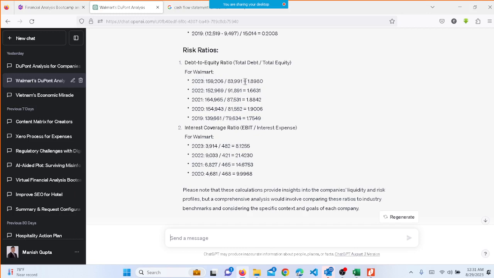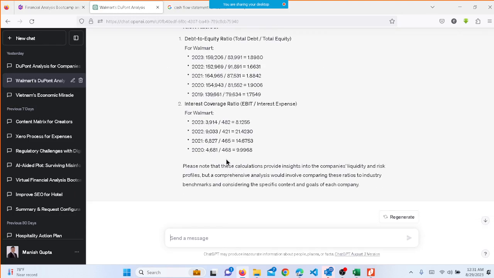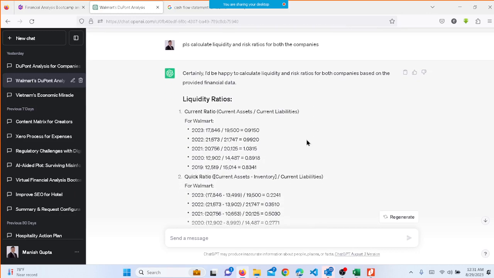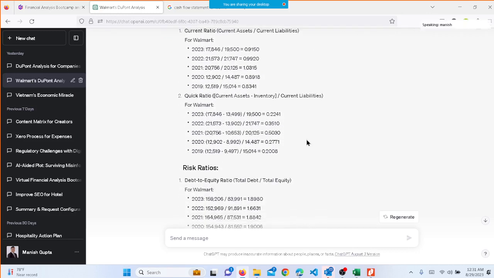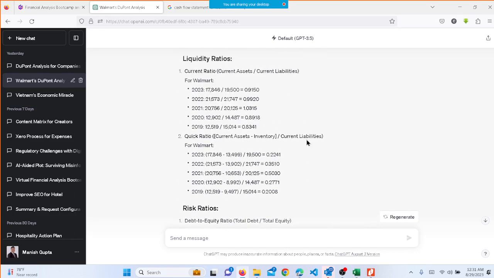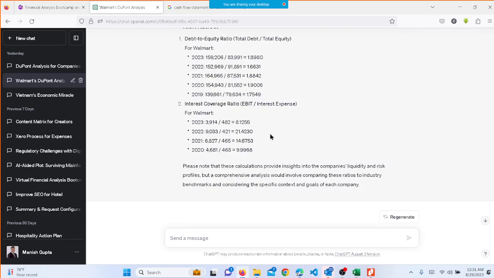For 2023, 8.12%. The debt to equity ratio is 1.8. The current ratio for Walmart is 0.9, and for Target it's not given, not calculated. Okay, no problem. So they have not calculated it for both the companies. Target is excluded from here, but never mind. The formula will remain the same.